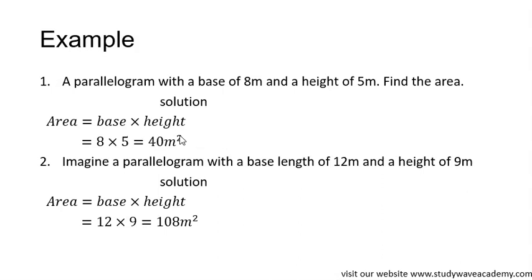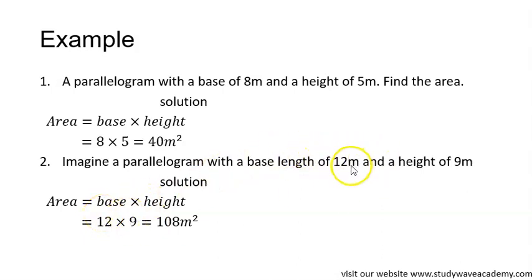Good. So let's look at question number 2. Imagine a parallelogram with a base length of 12 meters and a height of 9 meters. We have to find the area. Remember the formula for the area of a parallelogram is base times height. Correct. So we are going to be inputting our values into the formula. So area is equal to base times height. Remember, this is the formula for a parallelogram.